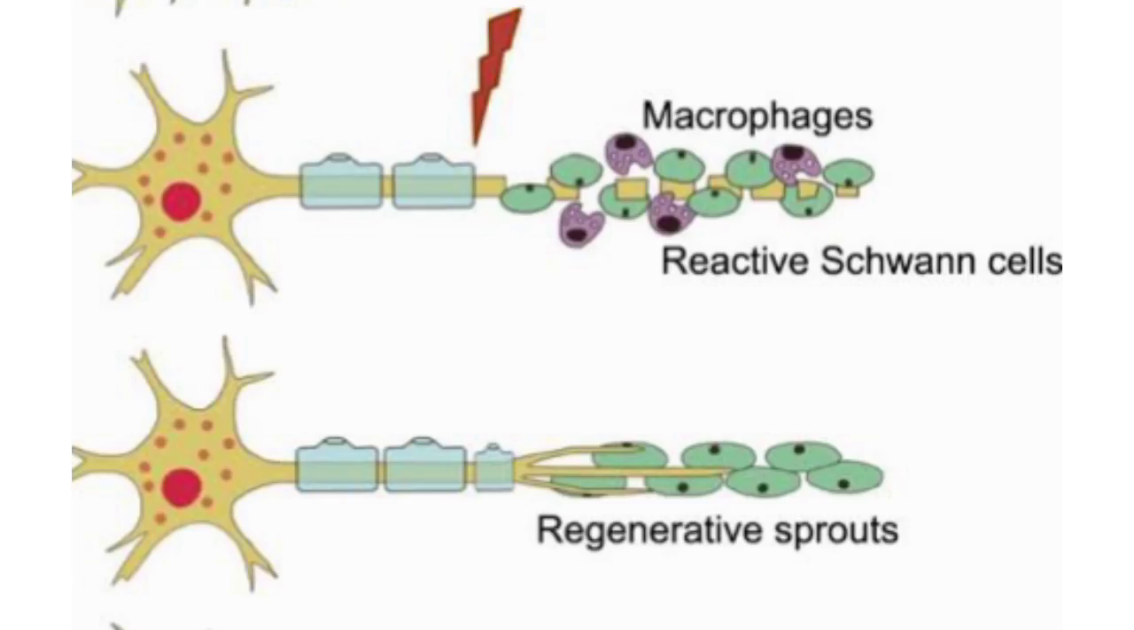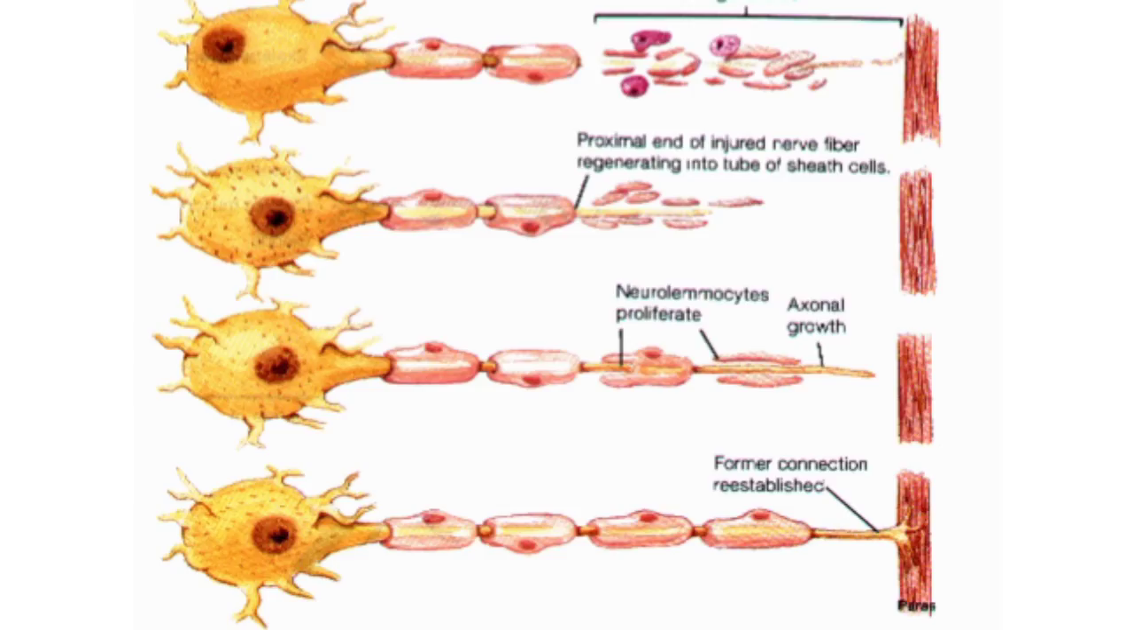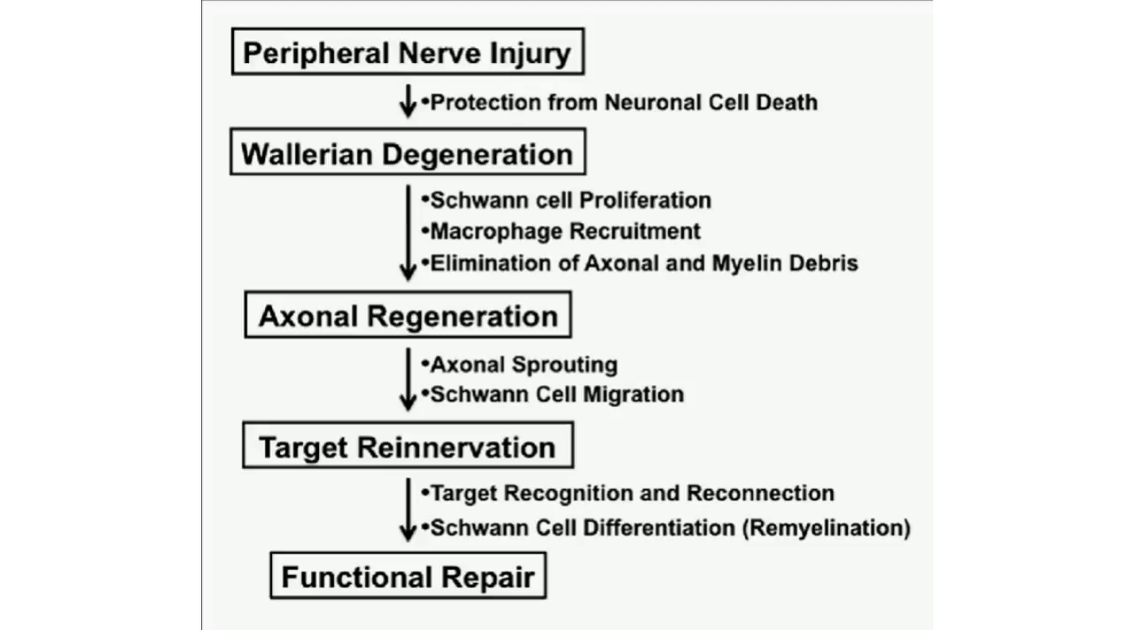The axon stump now sprouts out into multiple processes. Now the regeneration tube is formed by the Schwann cells and the neurolemma present. Now the nucleus moves to the center. This is the anatomical regeneration, but physiological regeneration takes some time.